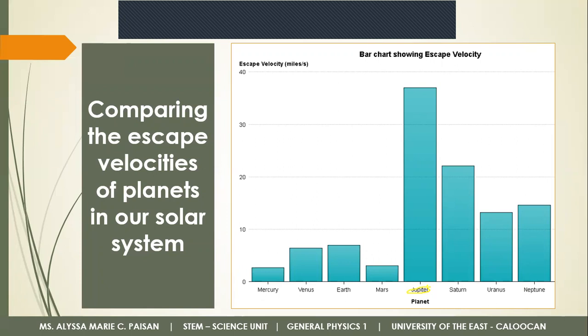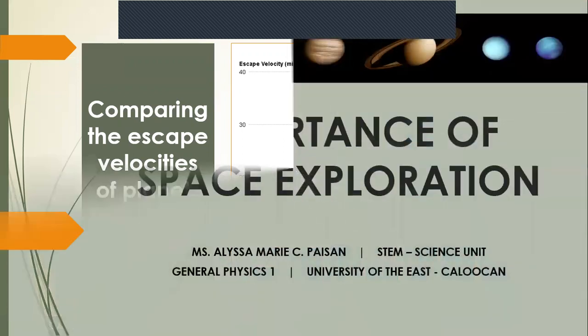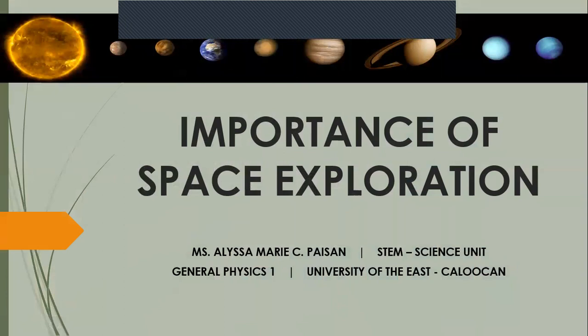Okay? So kung ikukumpara natin saan mas mahirap tumakas, sa Earth o sa Jupiter, syempre sa Jupiter kasi mas massive si Jupiter, so mas malaki yung kanyang gravitational force na i-exert doon sa object, so mas mahirap mag-escape sa kanya. Mas mataas ang escape velocity and mas marami kang energy na kailangan i-supply para maabot yung escape velocity ng object na yon. Now, why is it important for us humans to explore outer space?